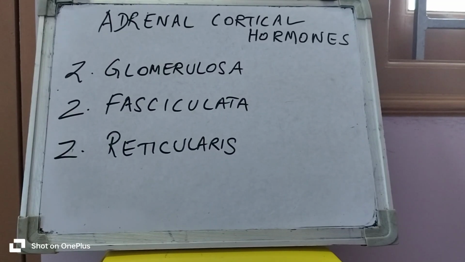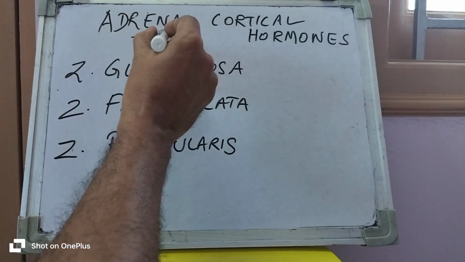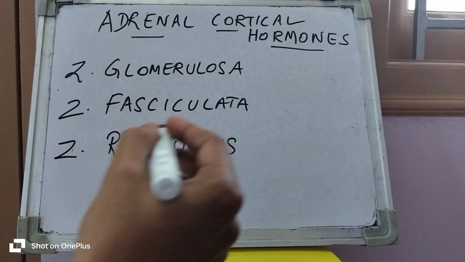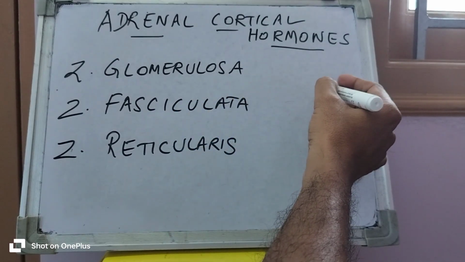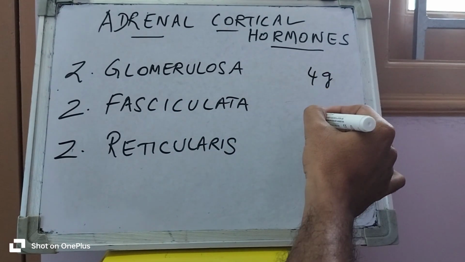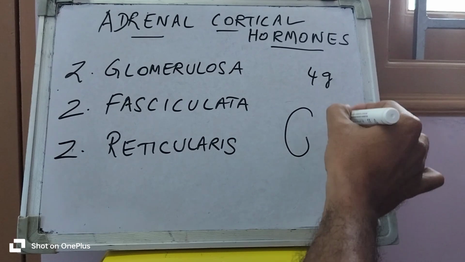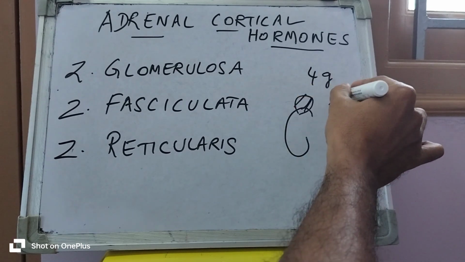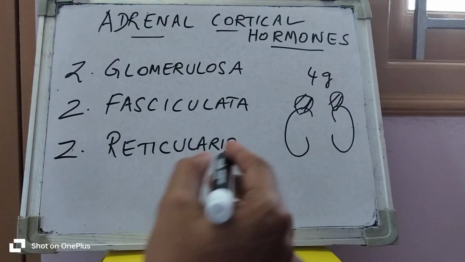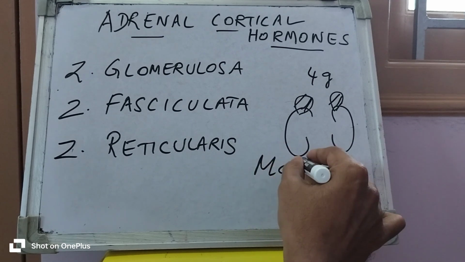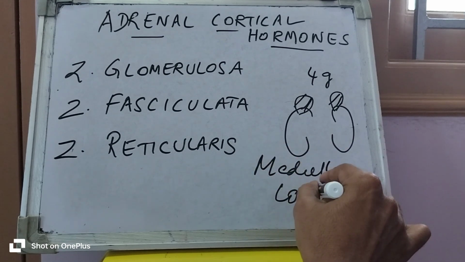So good evening students. Today we will see a short review on adrenal cortical hormones. The adrenal gland is located as two glands, each weighing 4 grams, on the superior pole of the kidney. And this gland is made up of two parts. One is the adrenal medulla, the other one is the adrenal cortex.